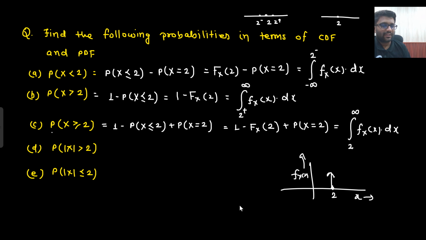Because I told you, for an impulse, you will never define the integration limit at that particular point. You can never do 2 to infinity. You have to do 2 minus to infinity. So 2 minus to infinity. Right?